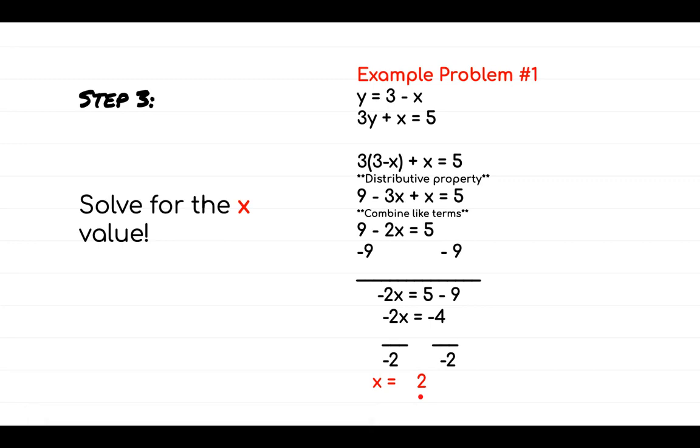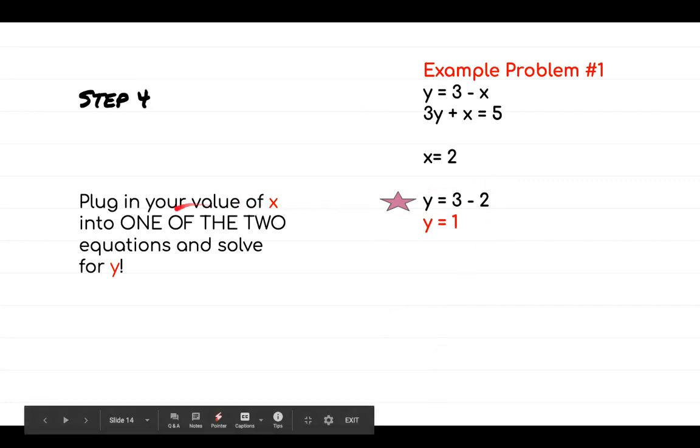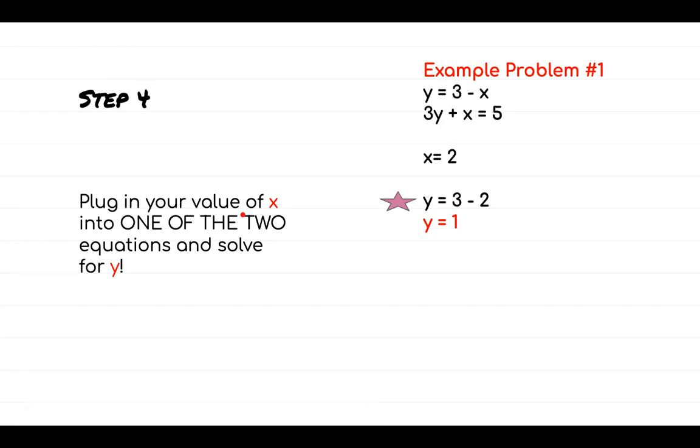Now, this is a multi-step problem. Yes, you found your value of x. We know that x equals 2. Plug in your value for x, because we're finding a solution. We want to find a solution, and we need it in x and y form. So you're going to take your value of x and plug it into one of the two equations and solve for y this time around. Again, it doesn't matter which equation you choose. It is completely up to you. You can pick your first equation or your second one, plug in your x, and solve for y.